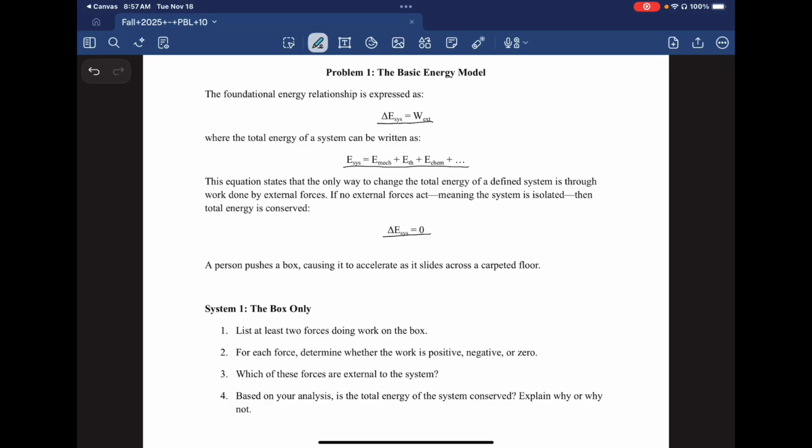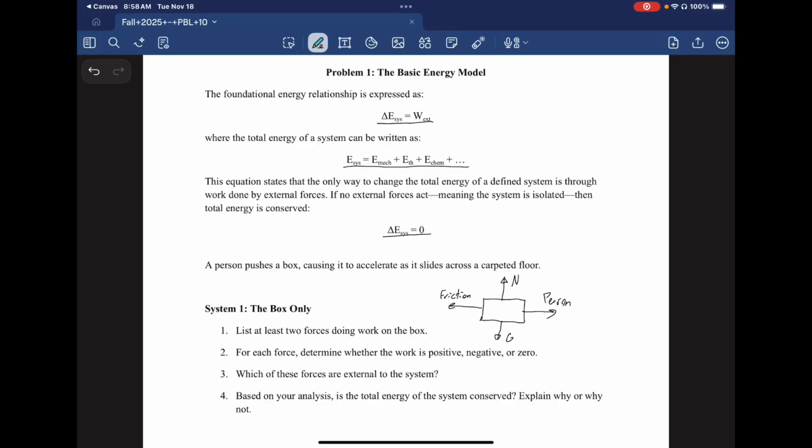So, first, looking at just the box, list at least two forces doing work on the box. Well, if we draw our free body diagram, there's a force in this direction. I'm going to say that the person is pushing it to the right. So, this is the force that the person gives. There's force of gravity. There's the normal force counteracting the force of gravity, and there is a frictional force from the carpet. So, two forces I'm going to choose. I think I've listed all of them here, but I'm going to choose the friction and the person, since we know that gravity and the normal force are just going to cancel each other out.